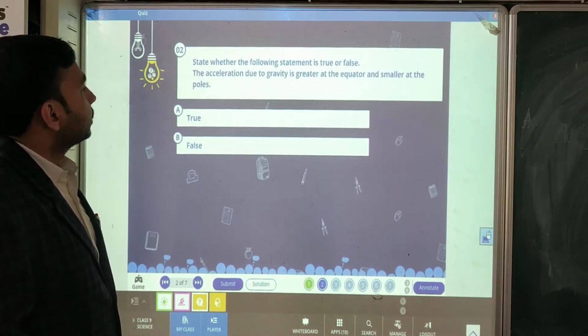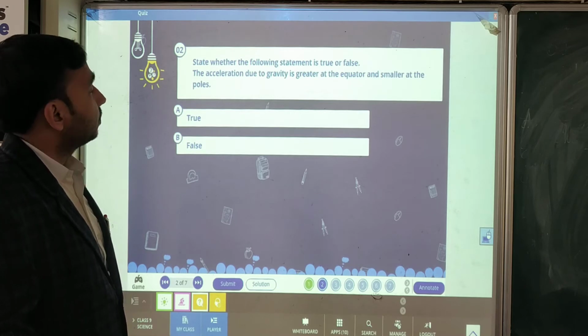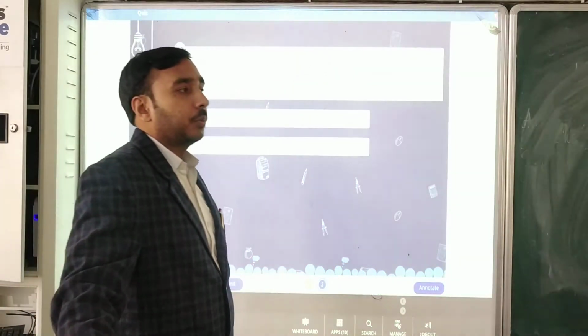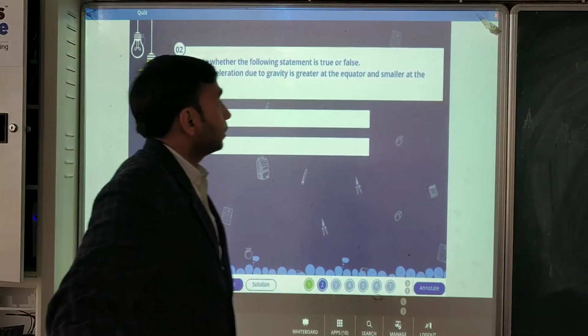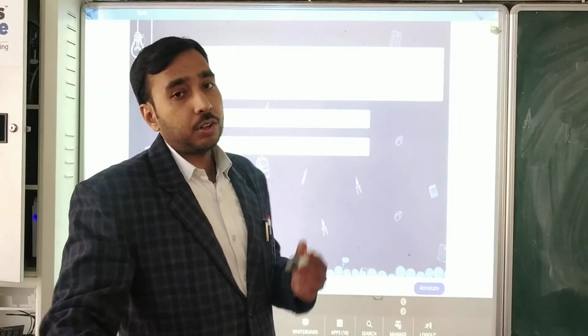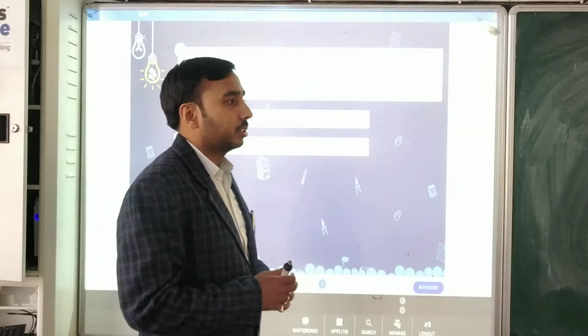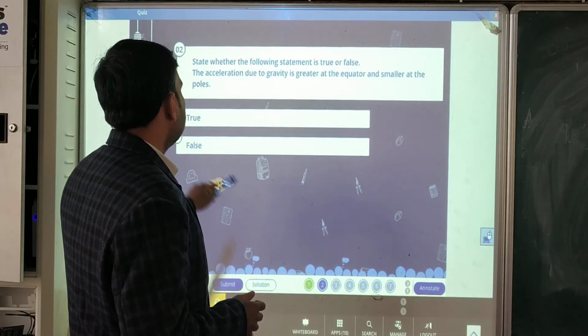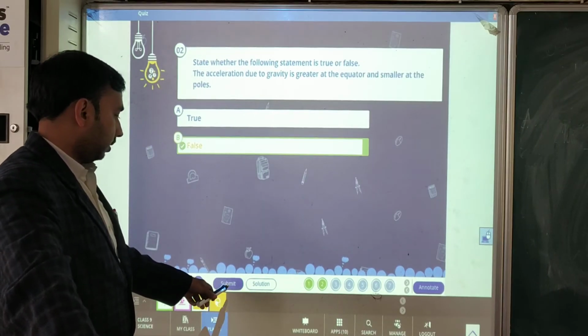Second one, state whether the following statement is true or false. The acceleration due to gravity is greater at the equator and smaller at the poles. This we have seen in the case of the variation of acceleration due to gravity. The acceleration due to gravity is always maximum at the poles and minimum at the equator. So it is a false statement, as we have seen.